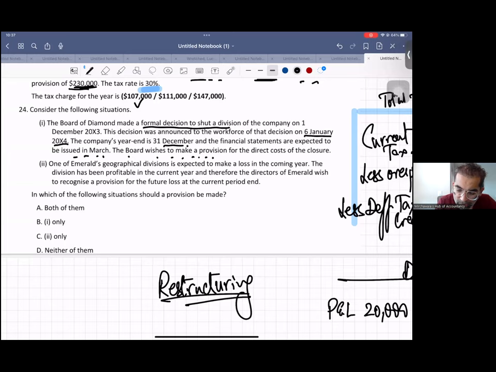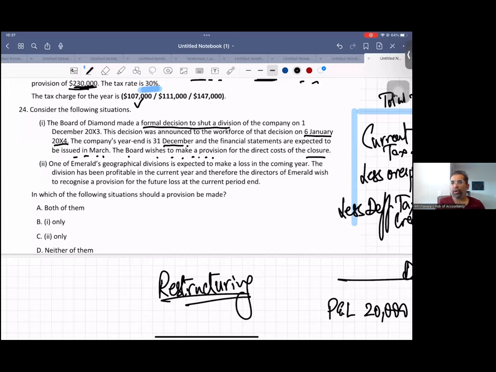No. Why can you not make it? Because there are two conditions. Number one is a formal plan and number two is the communication, creating the constructive obligation, right? So as there is no valid expectation before the year end, you haven't created the valid expectation before the year end. That's why you cannot book the provision. So in point number one, no provision.